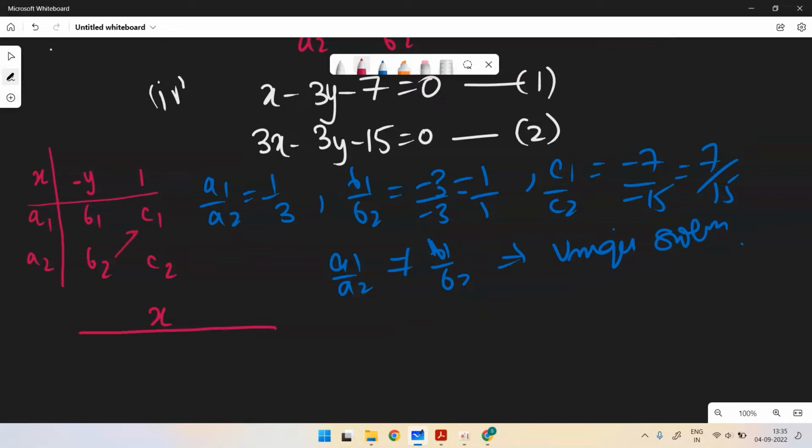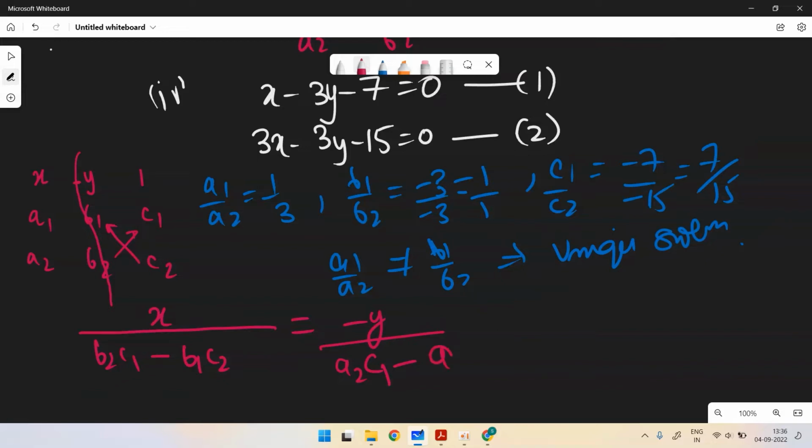You multiply first this and then this. So b2 c1, and now taking this, minus b1 c2 equal to this. This is minus y. For y, you take a2 c1 minus a1 c2, with the minus sign for y above.